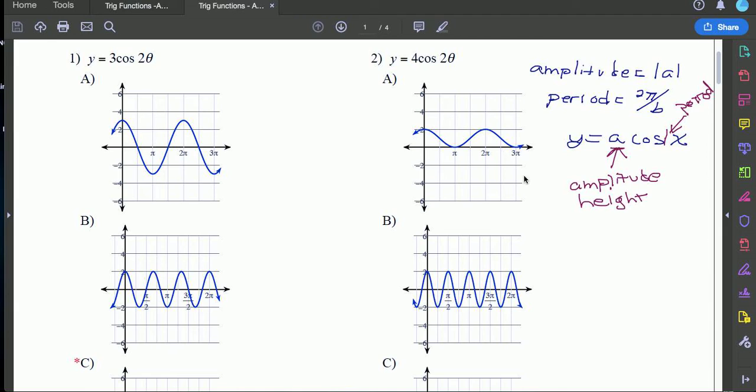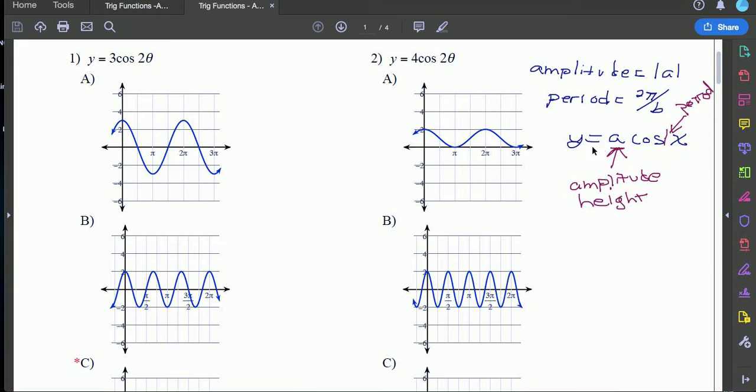Alright, so let's practice what we just saw in those videos. I'm trying to make it more understandable, simplified down a little bit. Amplitude, we know, is the absolute value of A. Period, we know from the definitions we saw in the videos, is 2 pi over B.